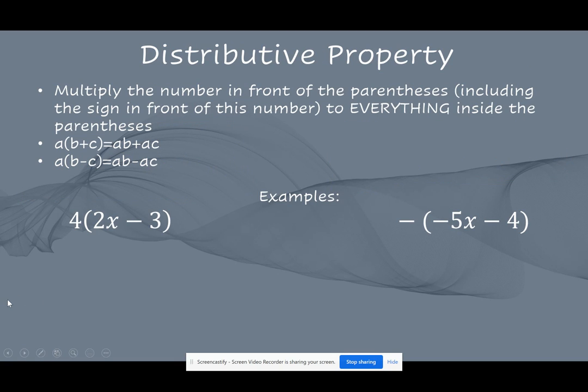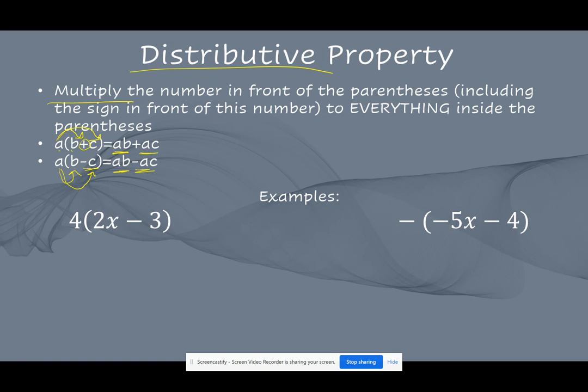Now we're going to talk about the distributive property. So you want to multiply the number in front of your parentheses, including the sign in front of the number, to everything inside the parentheses. So, for example, if we had a times b plus c, this is where you see people draw the arrows because it's a times b and then plus a times c. Down here, a times b minus c, we do a times b, a times negative c, so you get minus ac. So we're just going to go through practice distributing these numbers in. So distributing pretty much means multiply.